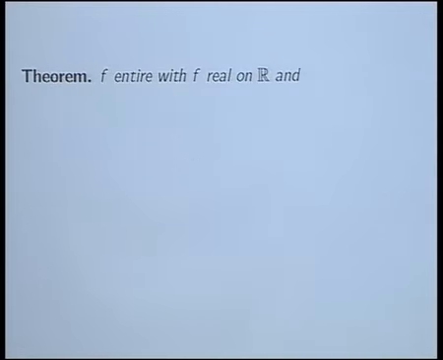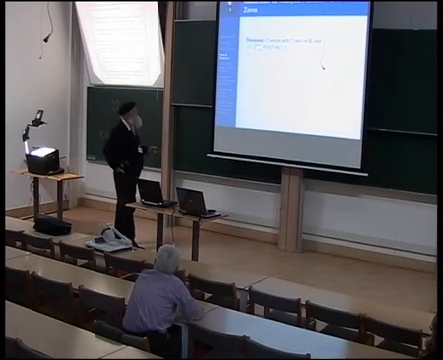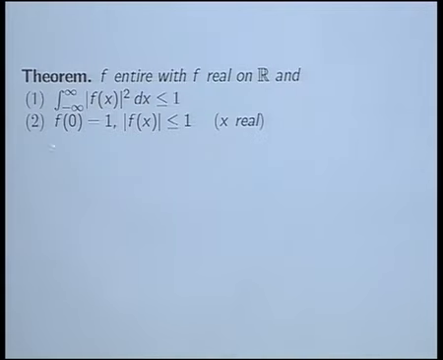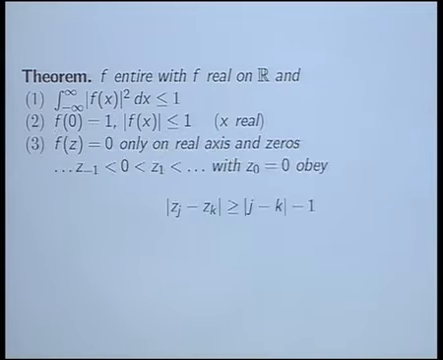OK. So this is actually going to let me prove the following theorem. Suppose I have an entire function on the complex plane. It's real on the real axis. It has the L2 condition. It has this condition about 1. It makes life easy. It's actually not needed to suppose it's everywhere bounded by 1.